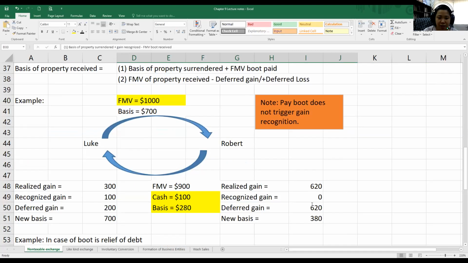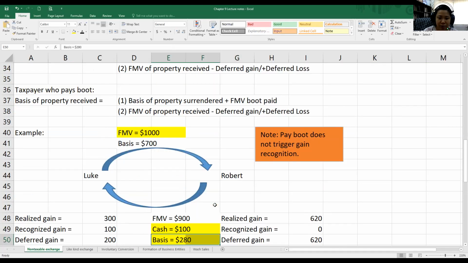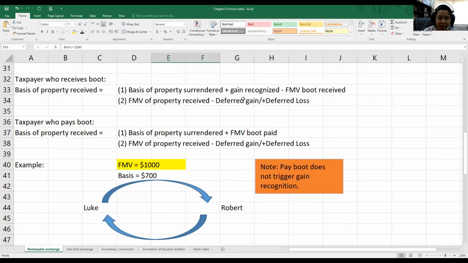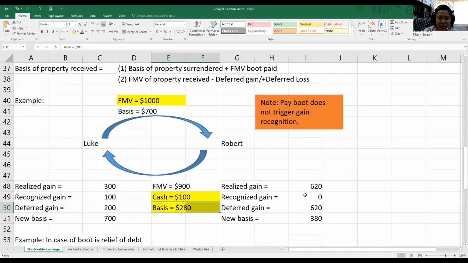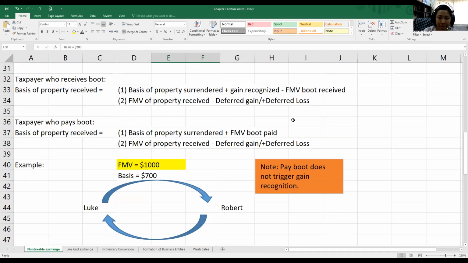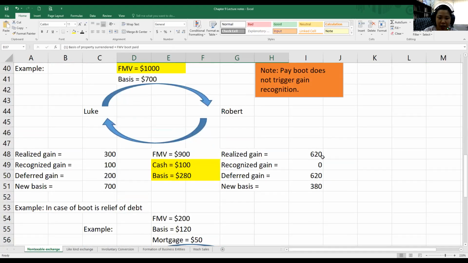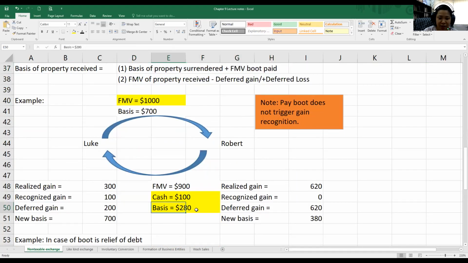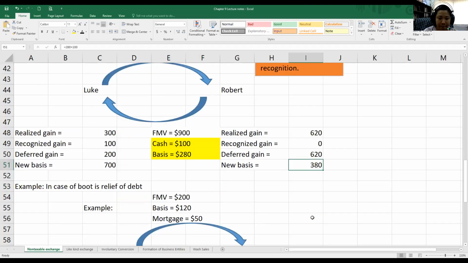If you use the first formula, basis of property surrendered plus gain recognized minus fair market value of boot received... Sorry, it will be basis of property surrendered plus fair market value of boot paid. So basis of property surrendered is 280 plus fair market value of boot paid is 100. So that will be 380.